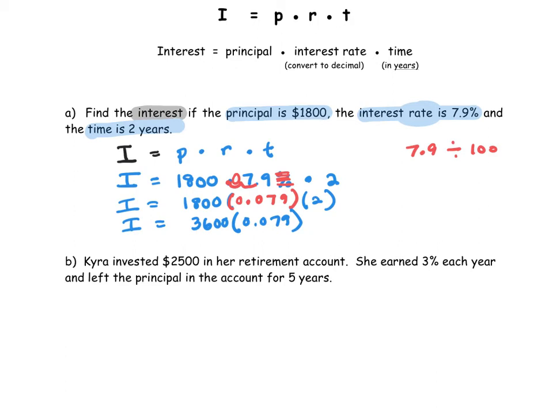So at this point, since we do have calculators, go ahead and take 1,800 times 2 times 0.079, and let's see what we have. And the interest rate should be 284.4. And so since this is money, we want to attach a 0. So our interest is $284.40. Since we have so much on the page, I'd like you to go ahead and circle that.